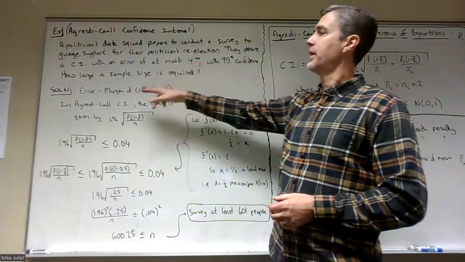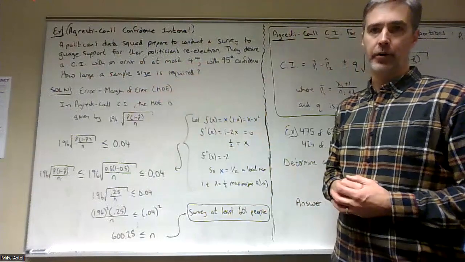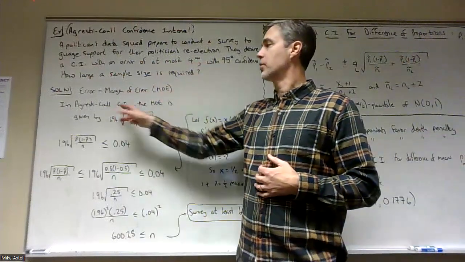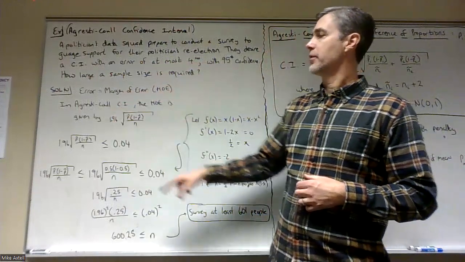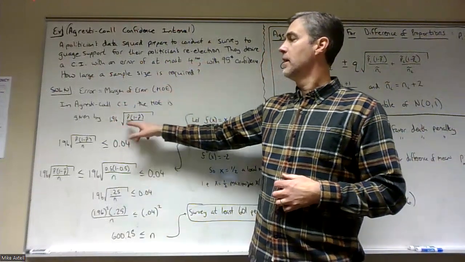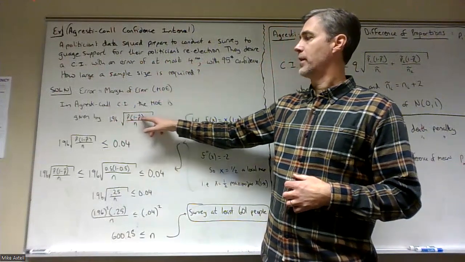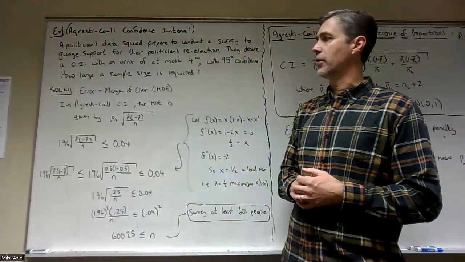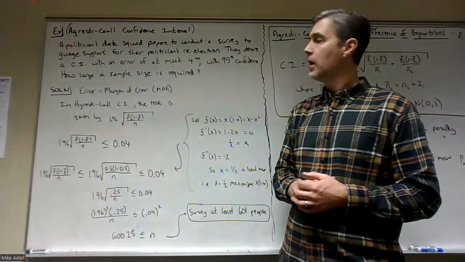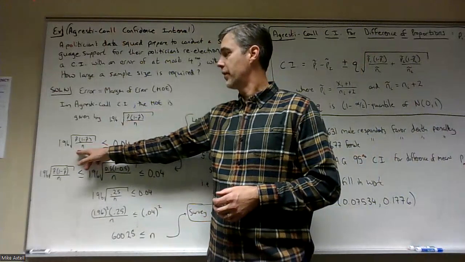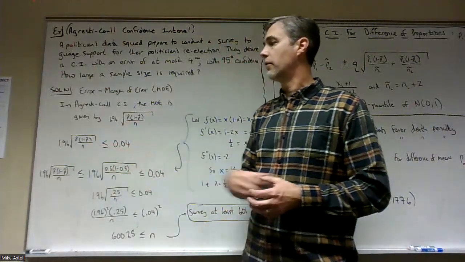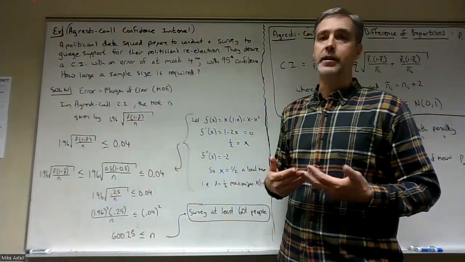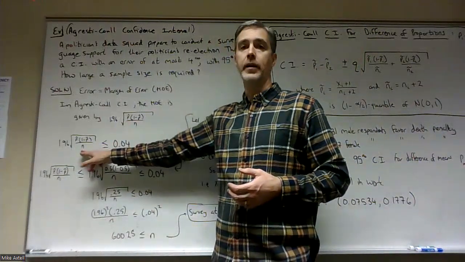Well, that 4% error, that's the margin of error, all right? And what we've seen in the margin of error for the Agresti-Coull confidence interval is that the margin of error is given by 1.96 times the square root of p hat times 1 minus p hat over n. So that's the margin of error for an Agresti-Coull confidence interval. So we would like that margin of error to be less than or equal to 0.04, right? We are trying to figure out the number of respondents. So we're trying to get a value for n.